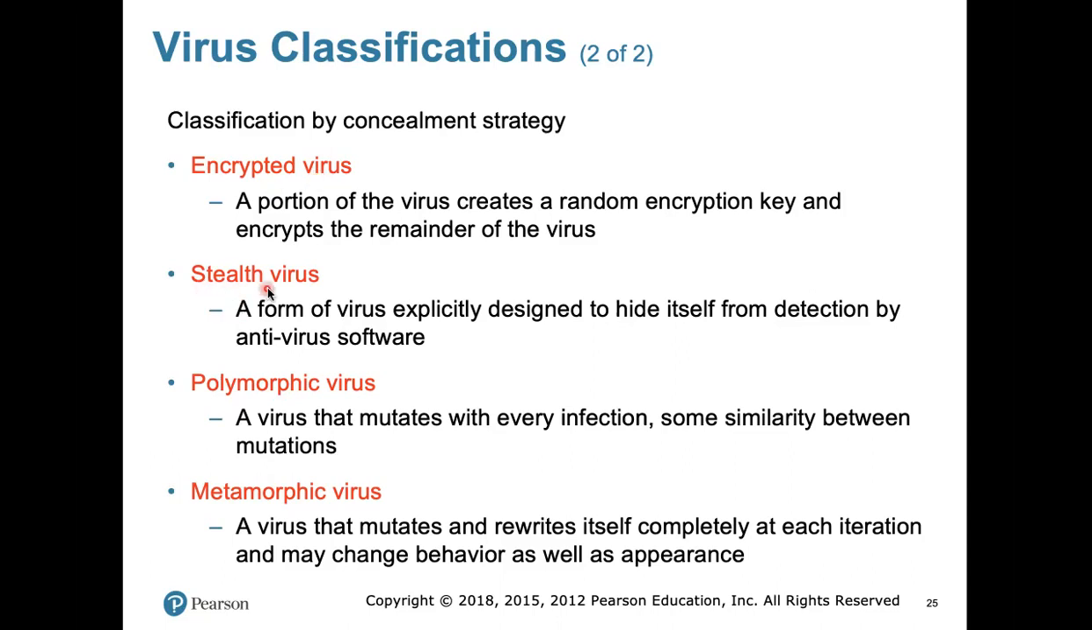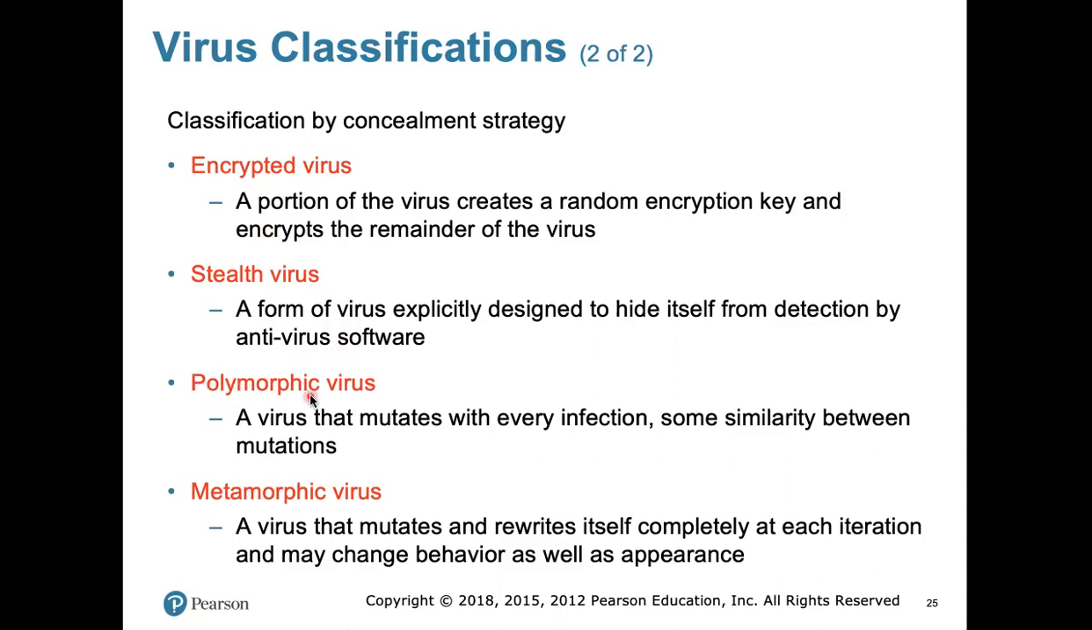The second strategy is the stealth virus, which is a form of virus explicitly designed to hide itself and prevent being detected by antiviruses. It means there are some active actions or active plans in the virus development that try to keep the virus hidden. The way it differs from encryption is that it's not one single plan, and the plan may differ based on the activities of, for example, the antivirus software.